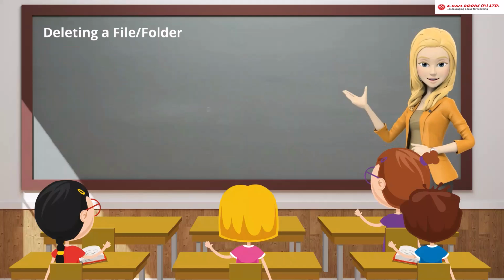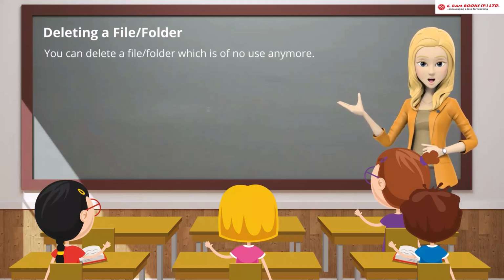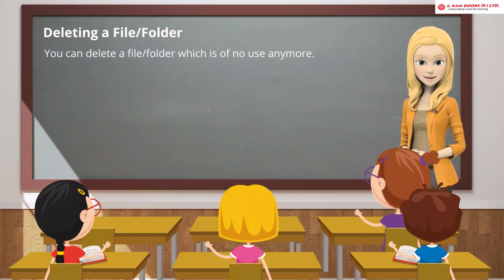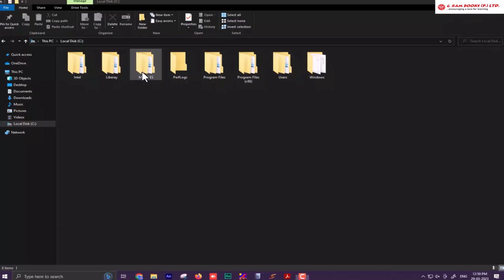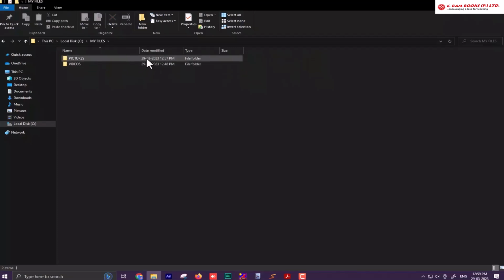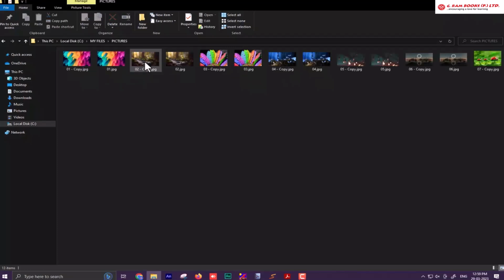Deleting a file or folder. You can delete a file or folder which is of no use anymore. To delete a file or folder, open the location that contains the file or folder you want to delete. Select the file or folder you want to delete. On the Home tab, click the down arrow under the Delete button.